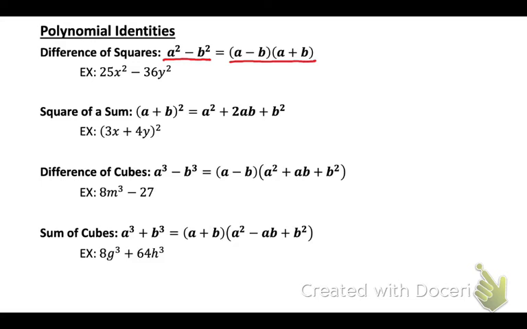Those are conjugates. Did we not use conjugates when we did complex numbers? We did. And the whole point of conjugate was to get rid of the imaginary term, wasn't it? Which would have been in the middle term. So those are difference of squares.